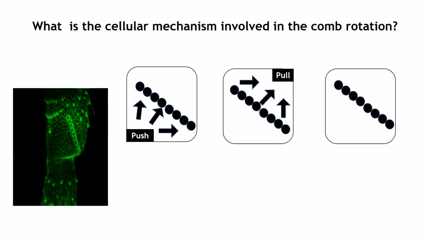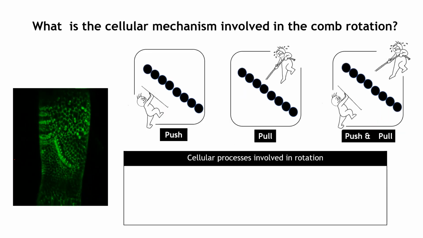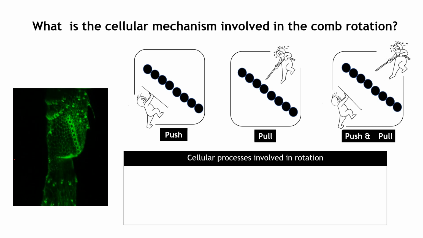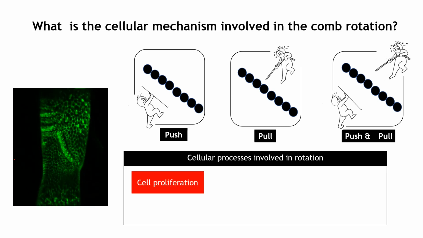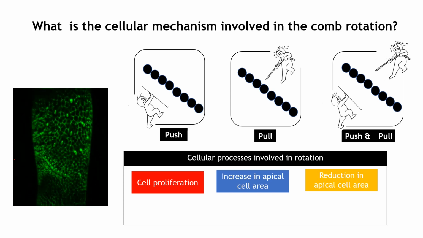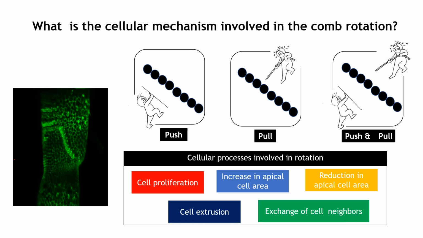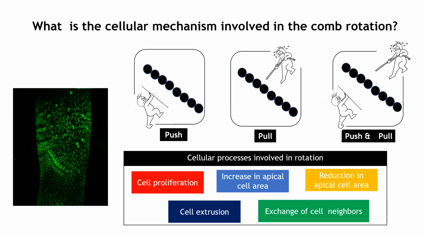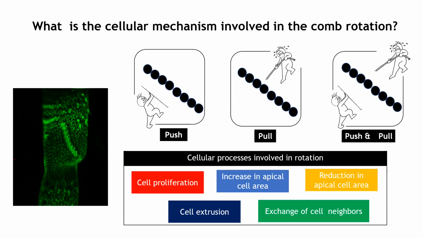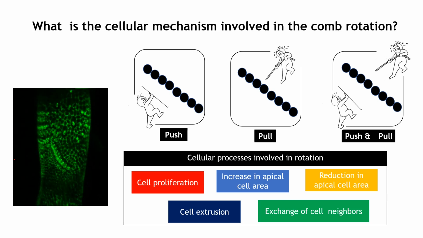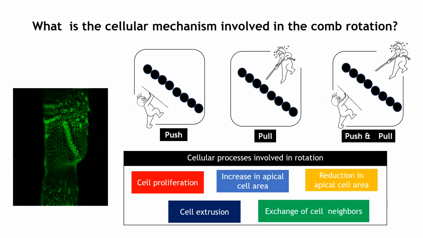So as I said before, we have three potential models: push, pull, and the combination of both. And here we have these silly cartoons to make it much more clear. What I want you to think about are these different cellular processes: we can have cell proliferation, we can have an increase in apical cell area, we can also have a reduction in apical cell area, and we can also have cell extrusion and exchange of cell neighbors. And I wonder, could cell proliferation produce the push? Or maybe cell extrusion could produce the pull? What kind of cellular process do you think is involved? In addition, do you think it's only one cellular process, or could it be a combination of cellular processes?